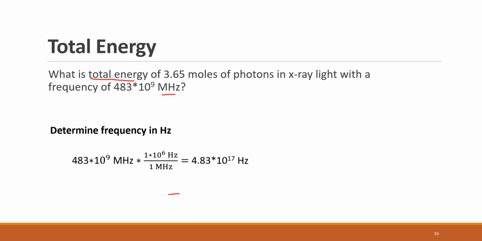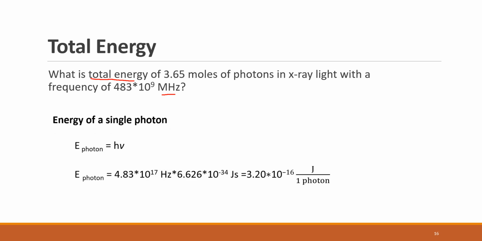So converting first, frequency into hertz, we are multiplying by 1 times 10 to the positive 6 to get a value of 4.83 times 10 to the 17th hertz. Now that we have it in the correct units, we go ahead and calculate the energy of a single photon by taking the frequency that we converted multiplied by Planck's constant, and we get the energy of a photon to be 3.20 times 10 to the negative 16th joules per photon.